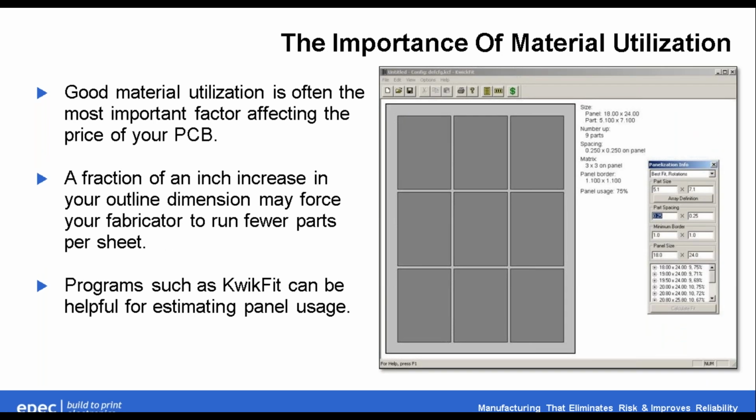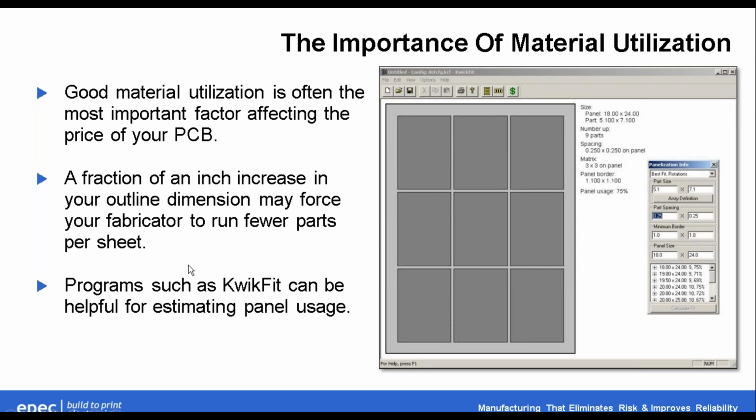All right, I'm going to dwell on this relatively low-tech aspect right now, the importance of material utilization, because this is really overlooked. Good material utilization is often the most important factor affecting the cost of your PCB. A fraction of an inch increase in your outline dimension could force your fabricator to run fewer parts per sheet.